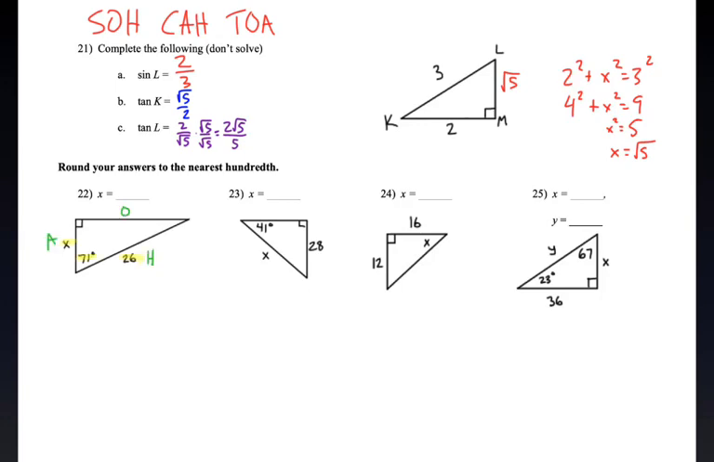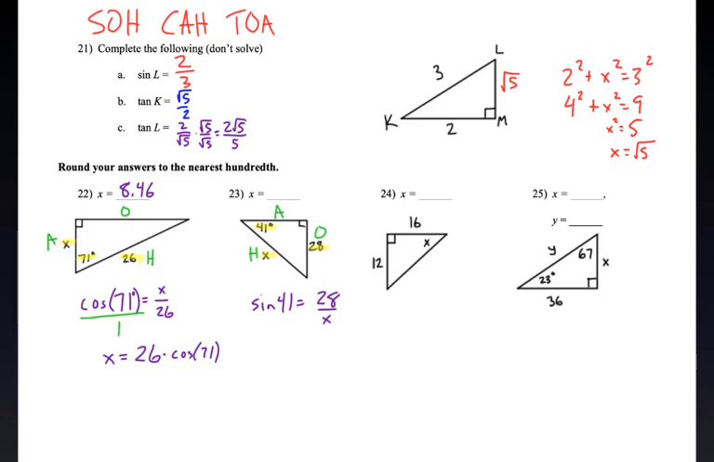From the perspective of 71 degrees, x is adjacent, 26 is hypotenuse. That's the cosine. The cosine of the angle, 71 degrees, equals x over 21. To get x alone, x times 1 is x. I will cross multiply. From there I get the answer, 8.46.